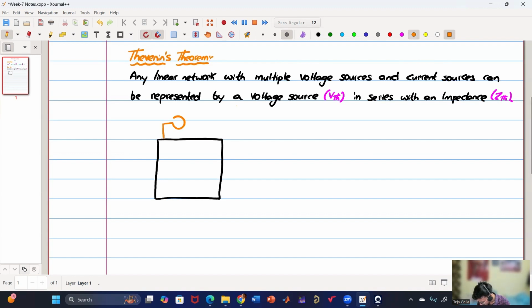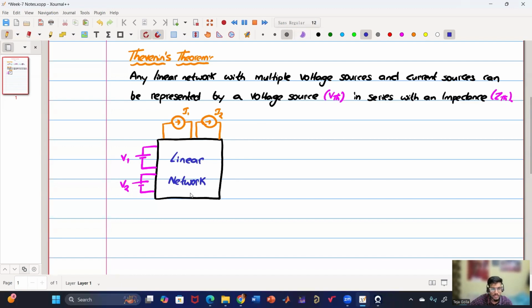And it might have some sources. This is I1 and this is I2. And it also has some voltage sources, current sources. So V1 and V2. And this is a linear network. Yes.